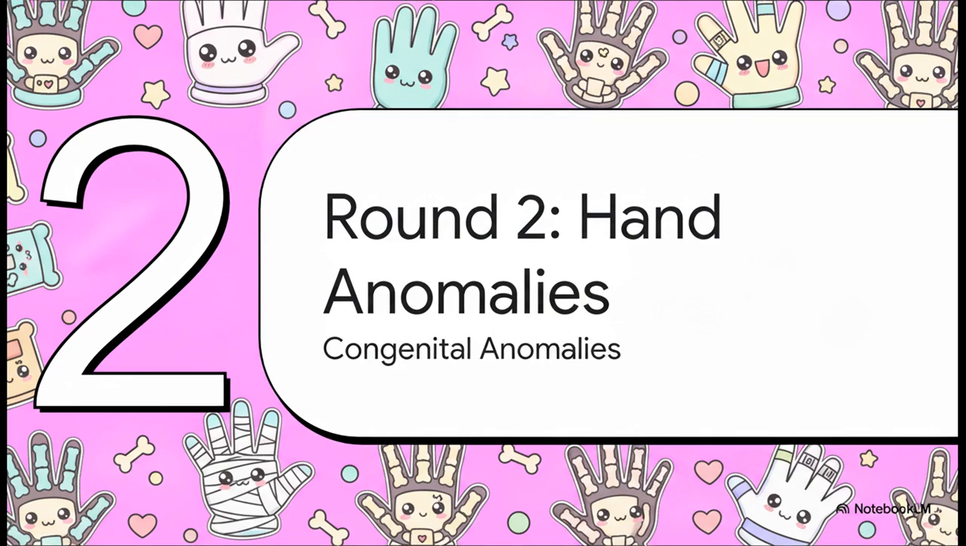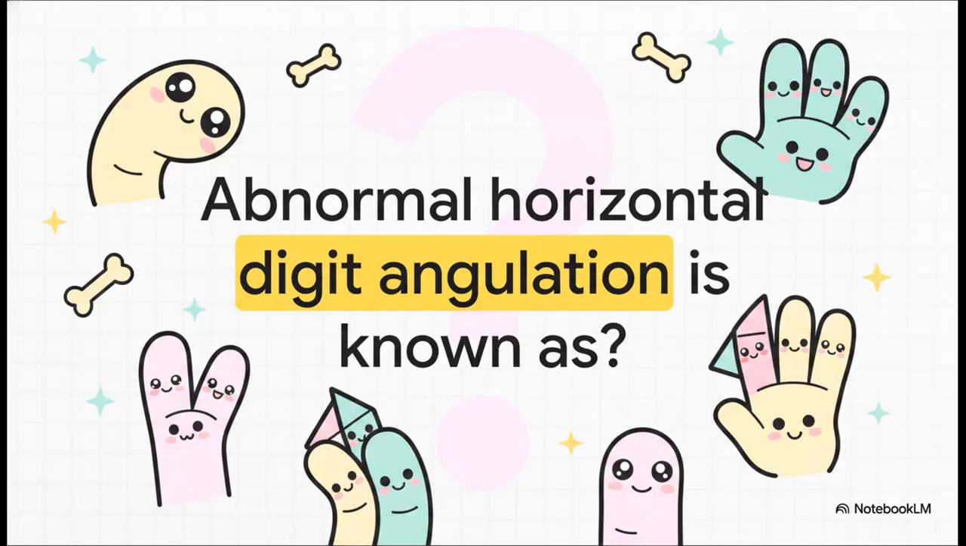Round 2, congenital hand anomalies. If you're looking at a congenitally abnormal angulation of a digit in the horizontal radial-ulnar plane, think radial deviation of the little finger, what are you diagnosing? Is it syndactyly, camptodactyly, polydactyly, clinodactyly, or brachydactyly?